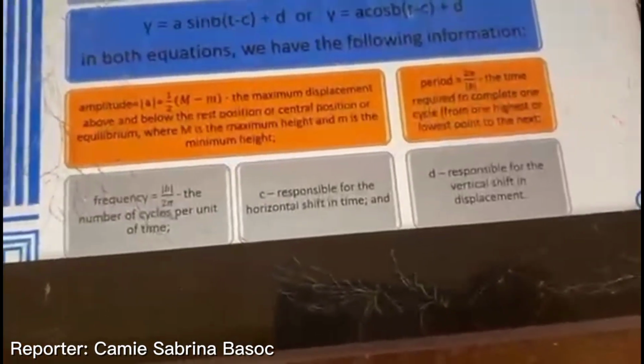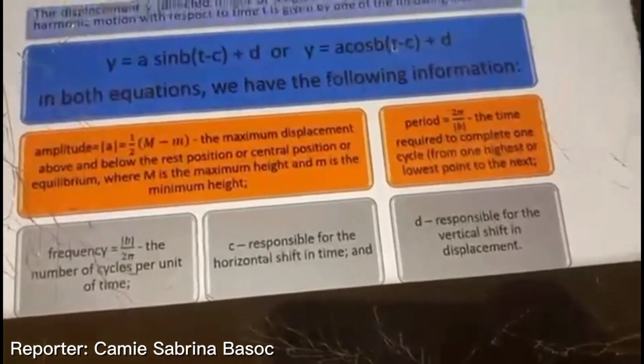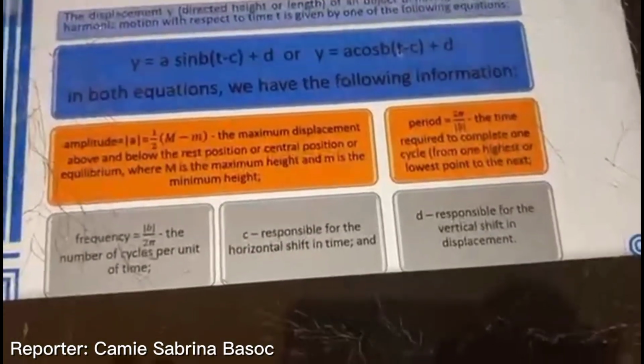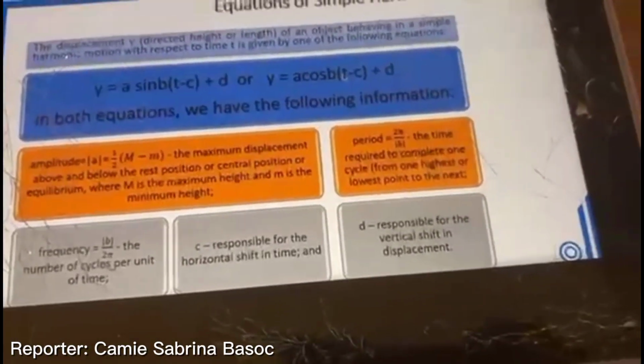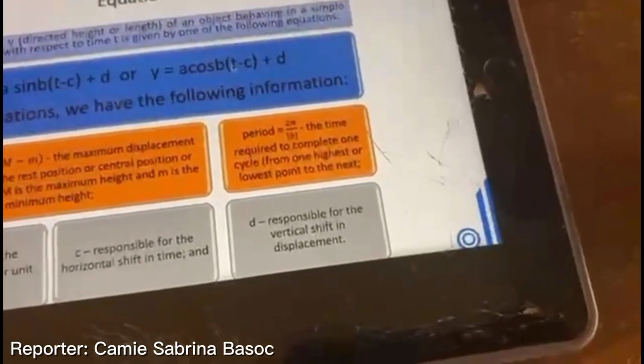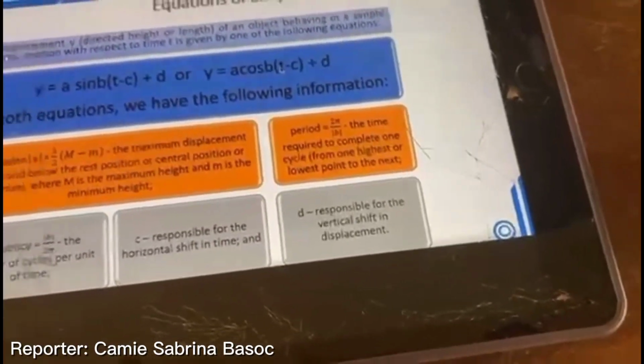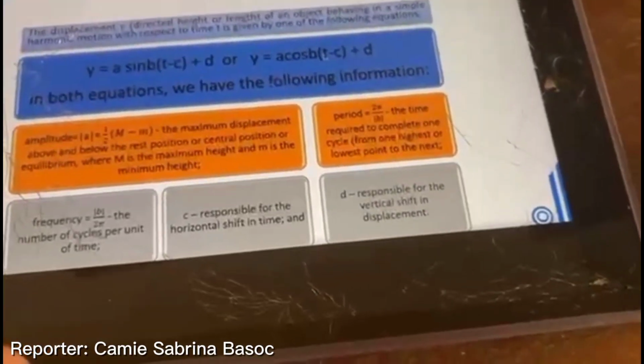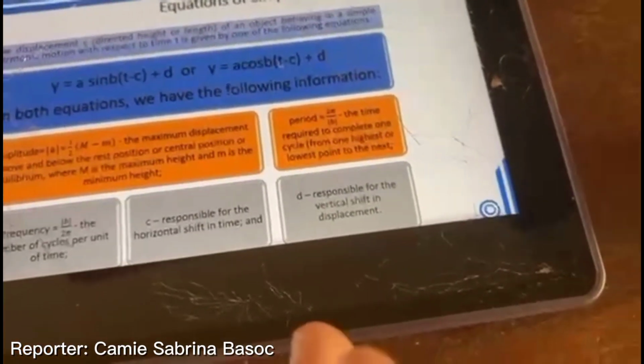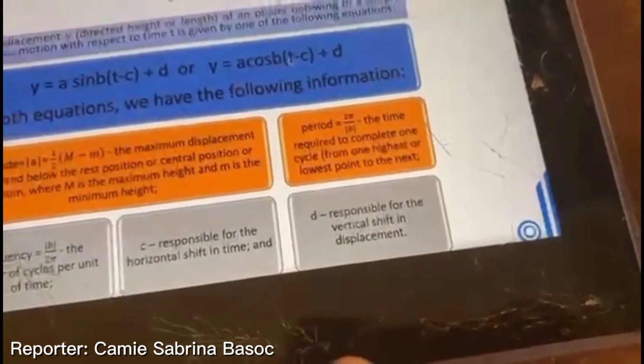And c is responsible for the horizontal shift in time, and d is responsible for the vertical shift in displacement. Again, c is the horizontal shift in time, and d is the vertical shift in displacement.